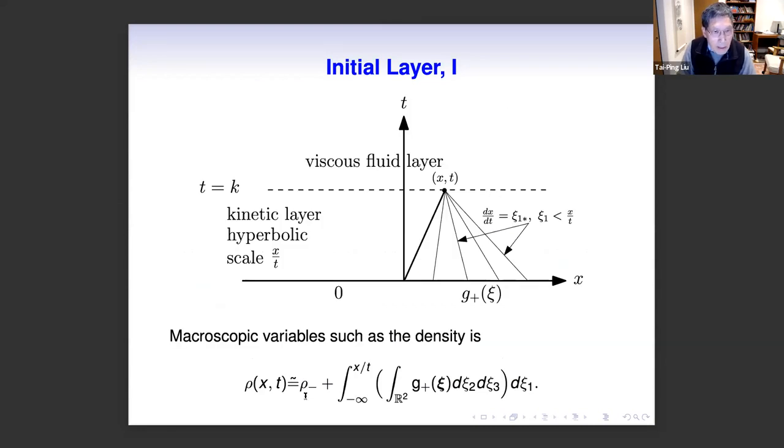If one looks at the macroscopic variable, so one integrates with respect to C, then you see that it is a function of x over t. So this is why it's a hyperbolic scale x over t. Of course, all these are approximations, but they are accurate.